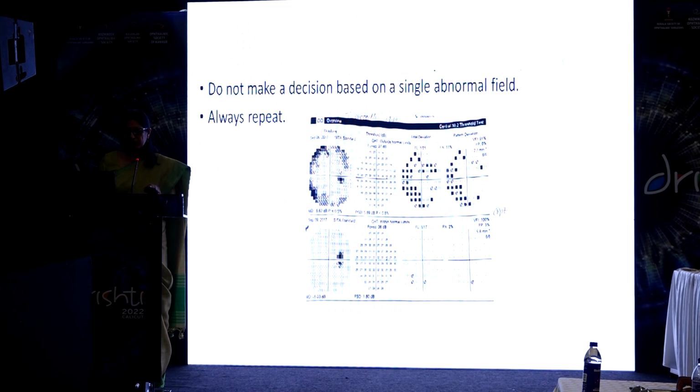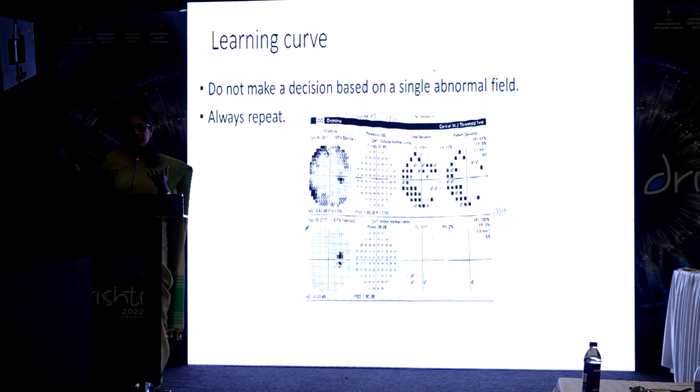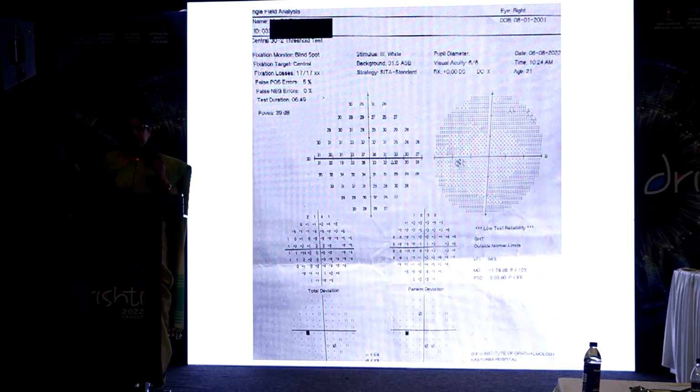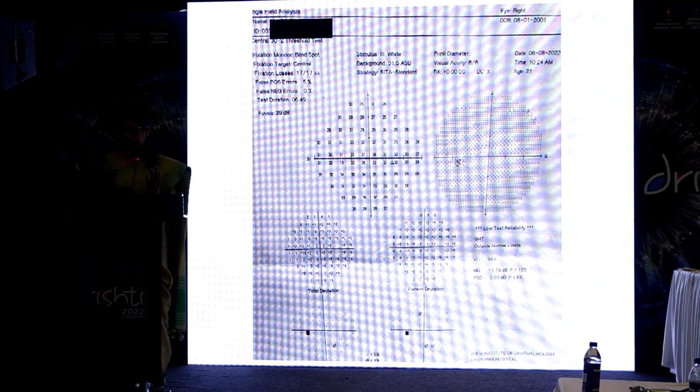Single abnormal field, okay, always repeat, because there is a significant learning curve to this test. You may have to repeat the field several times for some patients until you get a good reliable field. So also you look at the disc findings. If your disc findings are not matching with the field findings, you have to repeat the test. So you can get surprises. Be prepared for surprises in perimetry.